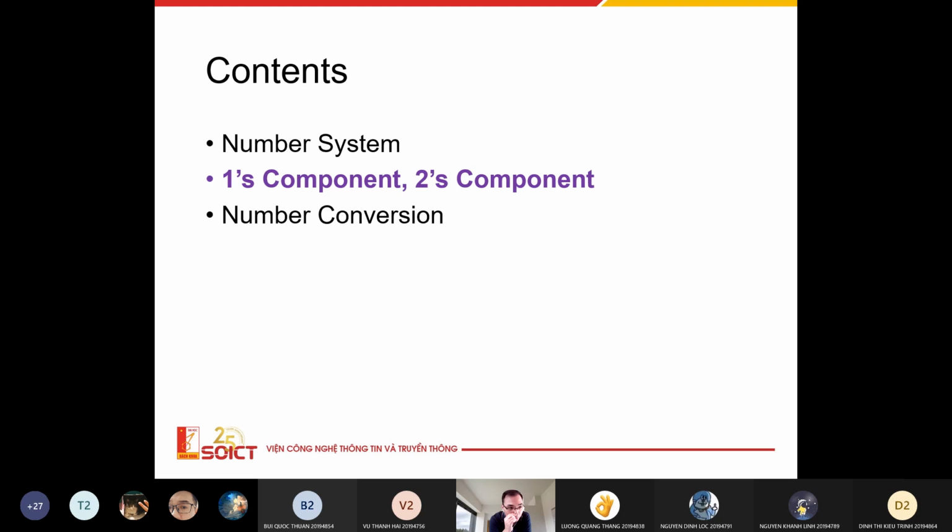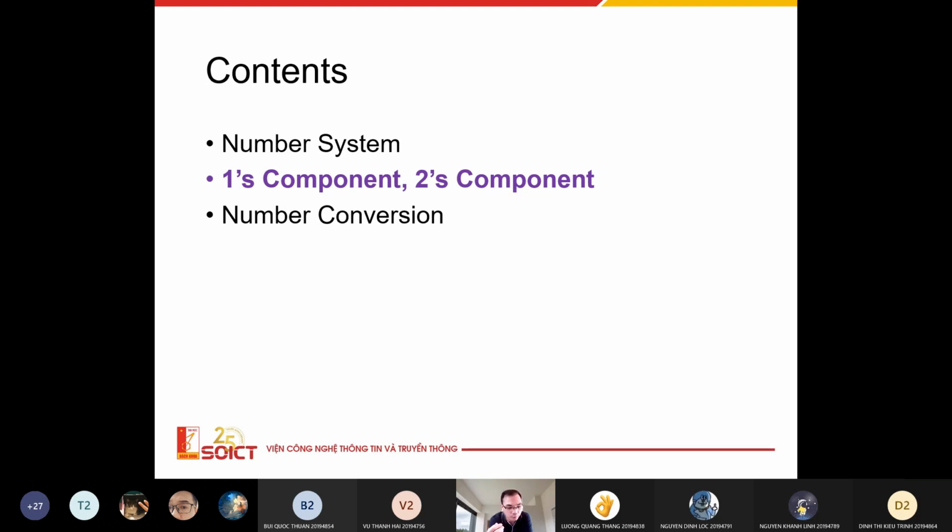Okay, now I'd like to talk about the one's complement and the two's complement. You know, in digital electronics, or in the binary number system, we use complements to implement fast subtraction, right?